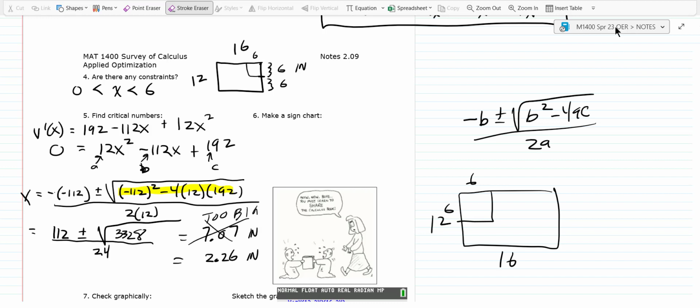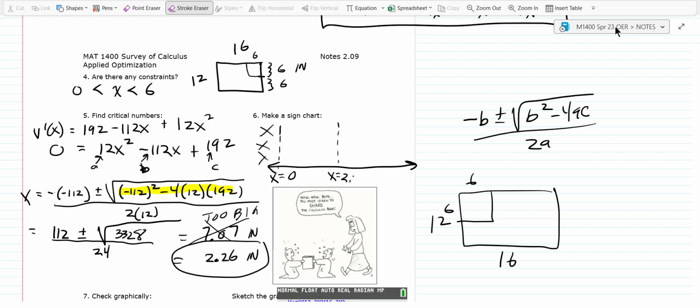So what we'll do next is we only have one thing here. So when we do a sign chart, we're just going to start with x equals 0. You know, we don't analyze any negative numbers. We're making a box, and boxes don't have negative dimensions to them. So we have the x equals 2.26. And then here we'll just go all the way to 6. We don't need to go beyond 6 because the problem doesn't make any sense once you're past 6.